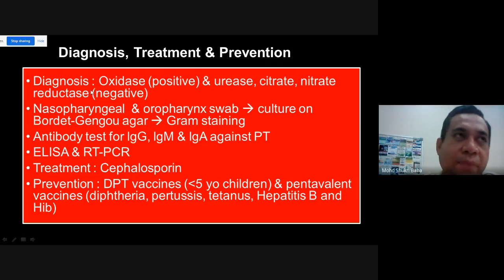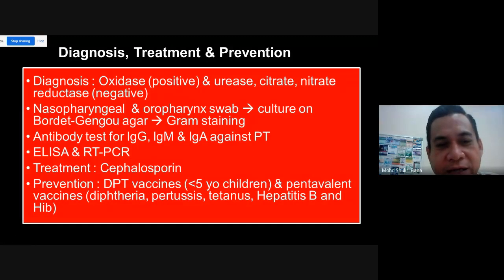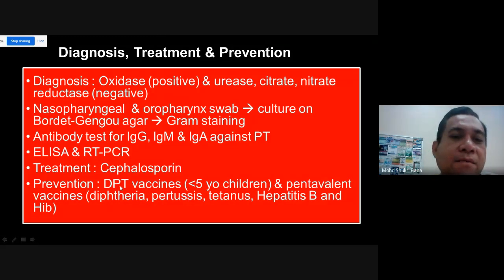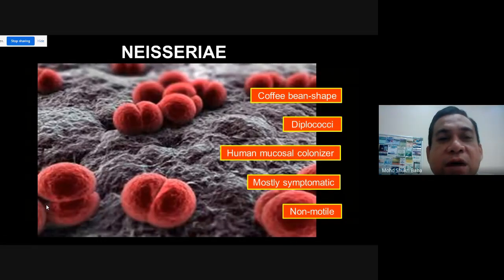in the exam for the past batch of program biomed students, apa perbezaan DPT vaksin dengan pentavalent vaksin, okay? So mereka agak terkeliru. Kalau DPT ni mereka okey boleh jawab D diphtheria, P pertussis, T tetanus. Tapi pentavalent ni dia tak boleh nak jawab 5-5 tu, okay? Because pentavalent tu agak keliru, okay? So saya sering juga tanya soalan. So I hope by now you can differentiate between DPT and pentavalent vaccine, okay? Okay, next we have Neisseriae.